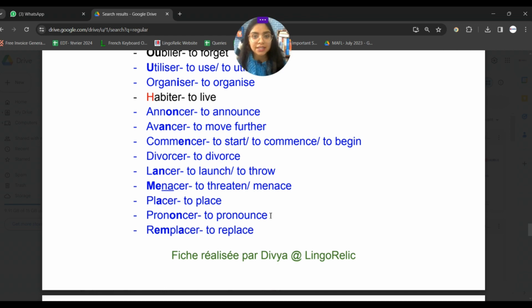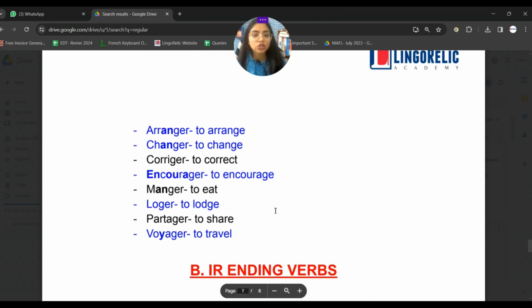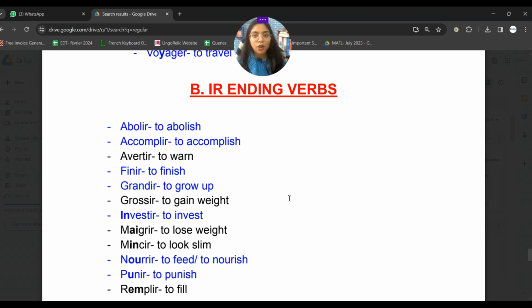Remplacer, to replace. Arranger, to arrange. Changer, to change. Corriger, to correct. Encourager, to encourage. Manger, to eat. Loger, to lodge. Partager, to share. Voyager, to travel.